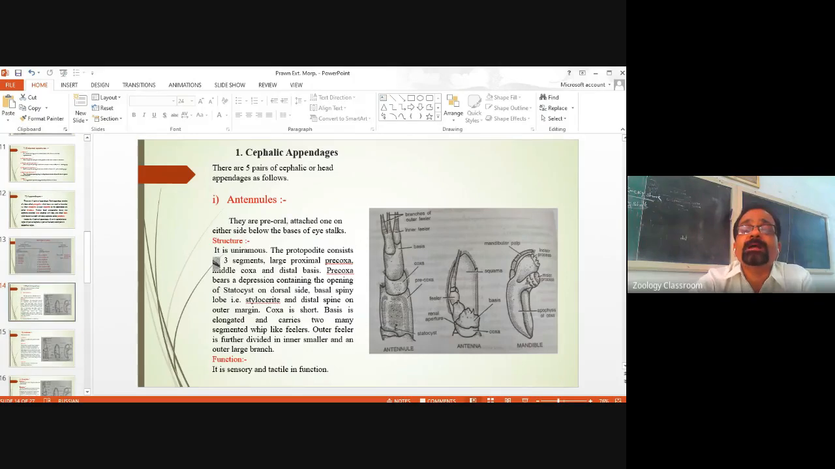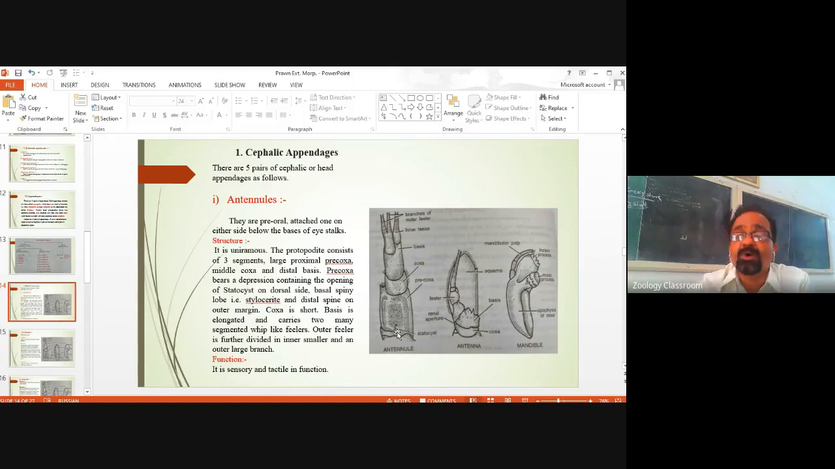It is uniramous. The protopodite consists of 3 segments. Which are these 3 segments? The large proximal precoxa, meaning close to the body, very close to the eye stalk, is present there. This is the precoxa segment, which bears a large depression containing the opening of the statocyst.